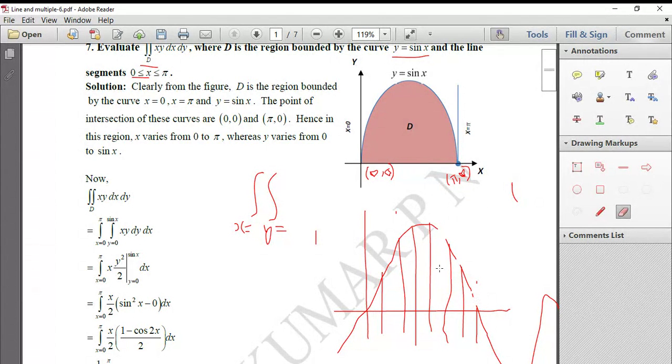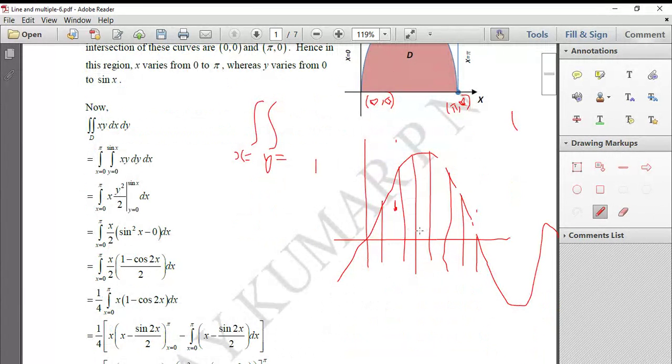If you take any point within this region, all these points satisfy the condition. Suppose you take this point, for example. It has some x-axis length and some y-axis length. That x-axis length is greater than 0 and less than pi, and it also satisfies y less than or equal to sin x. So there are infinitely many points. You have to collect all of them. That is our region D.